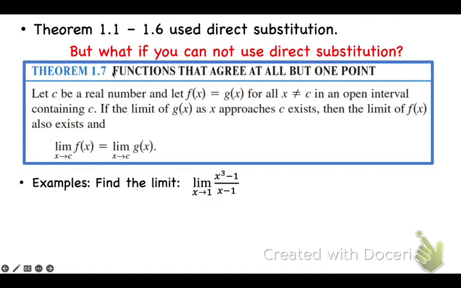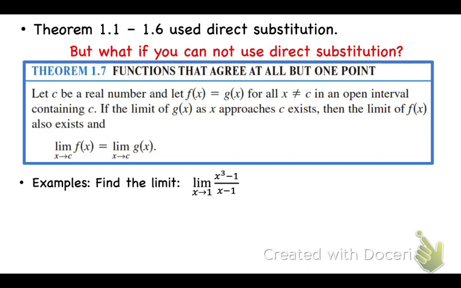Okay, theorem 1.1 through 1.6 all use direct substitution. That's what we've already done. But what if you cannot use direct substitution? Well, theorem 1.7 says functions that agree at all but one point, you reduce. Don't write this down if it doesn't make sense to you. We're going to write our own words, right?